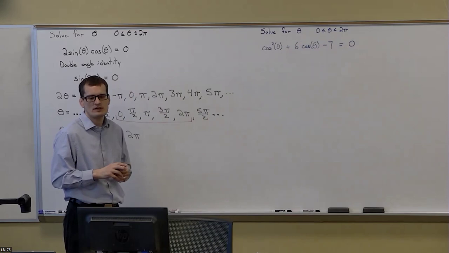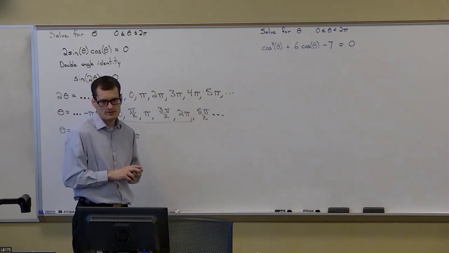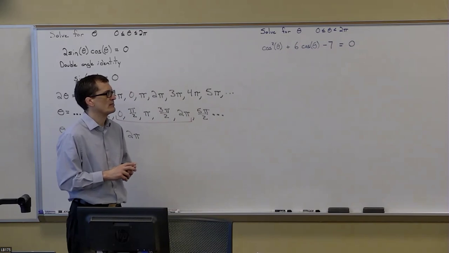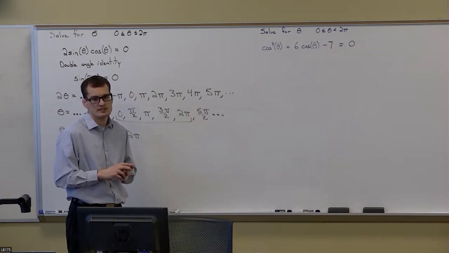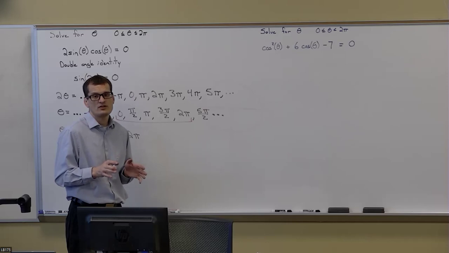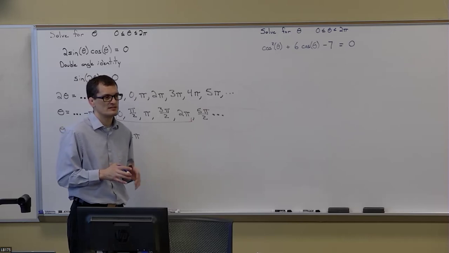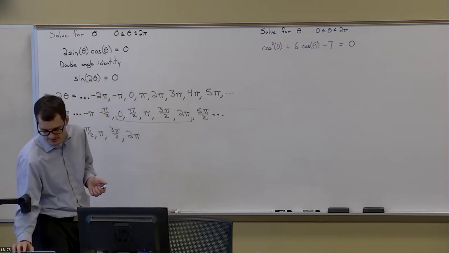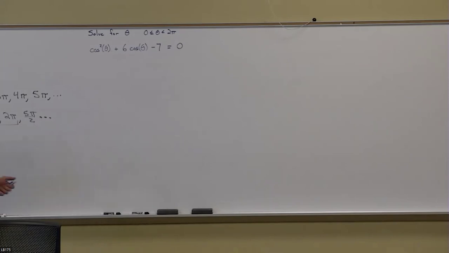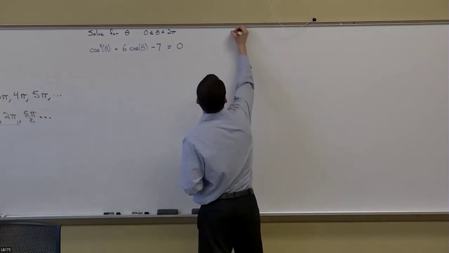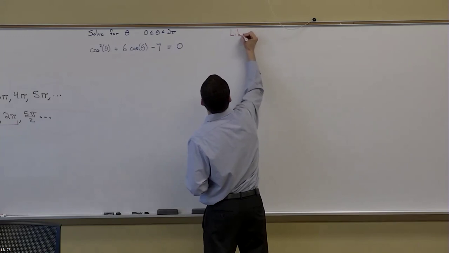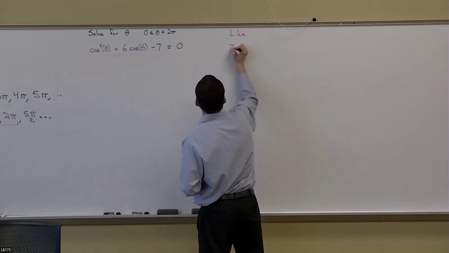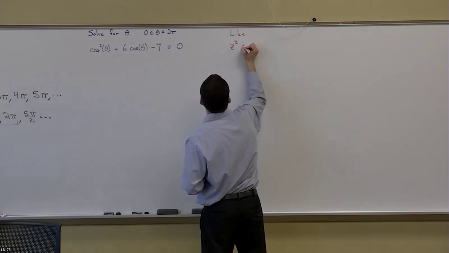Remember I said earlier that we're gonna treat our trig function like a variable? That's what we're gonna do here. So if you have x squared plus 6x minus 7 is equal to 0, hopefully you'd factor that. Does that make sense? So we're gonna treat this like, I don't know, I'll use C for sake of argument.